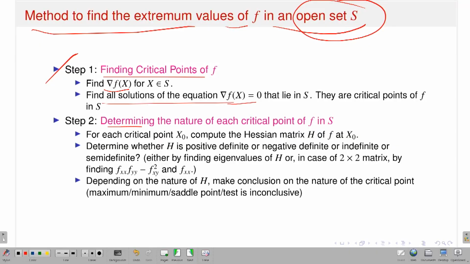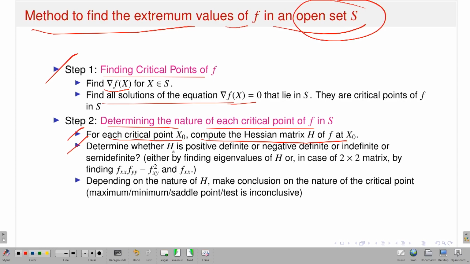Once I have the collection of critical points, you go to the step of determining the nature of each critical point. Again, I am assuming that the second order partial derivatives exist and are continuous, therefore you have the Hessian matrix which is symmetric, and then you just classify it. So, step 2 is that for each critical point x naught, compute the Hessian matrix. Whatever assumptions are needed, I am saying that they are there, so you will have the Hessian matrix.